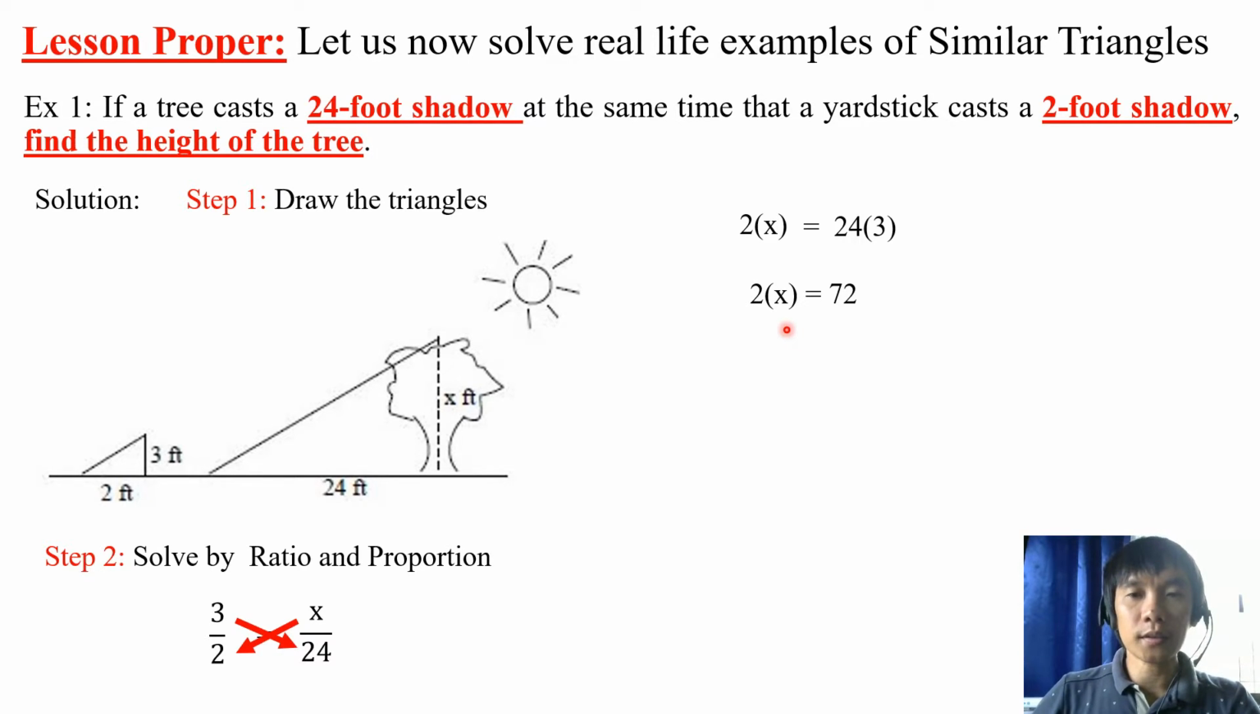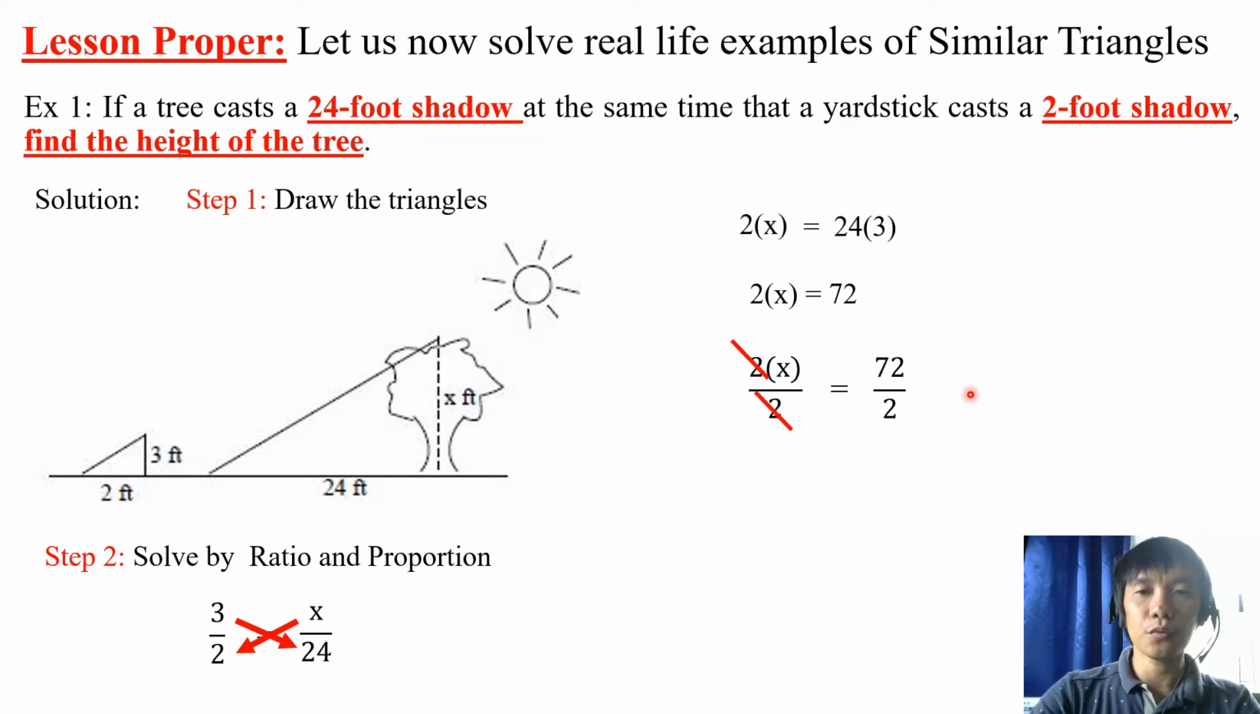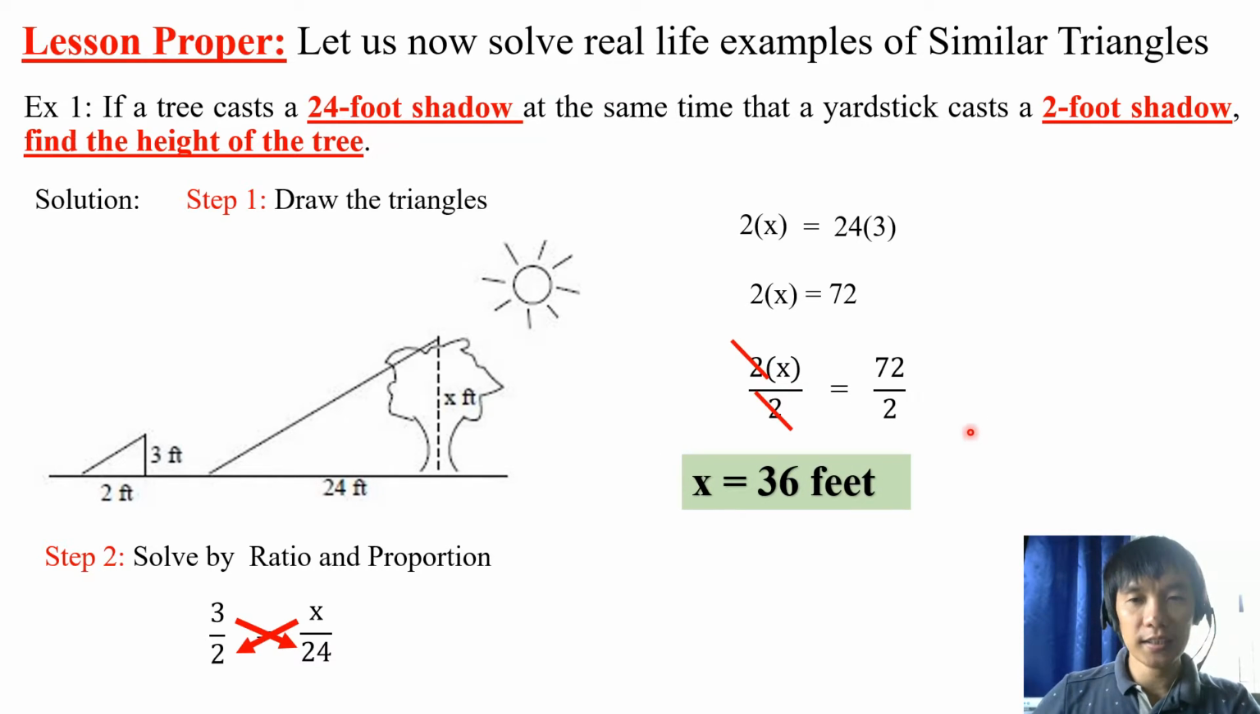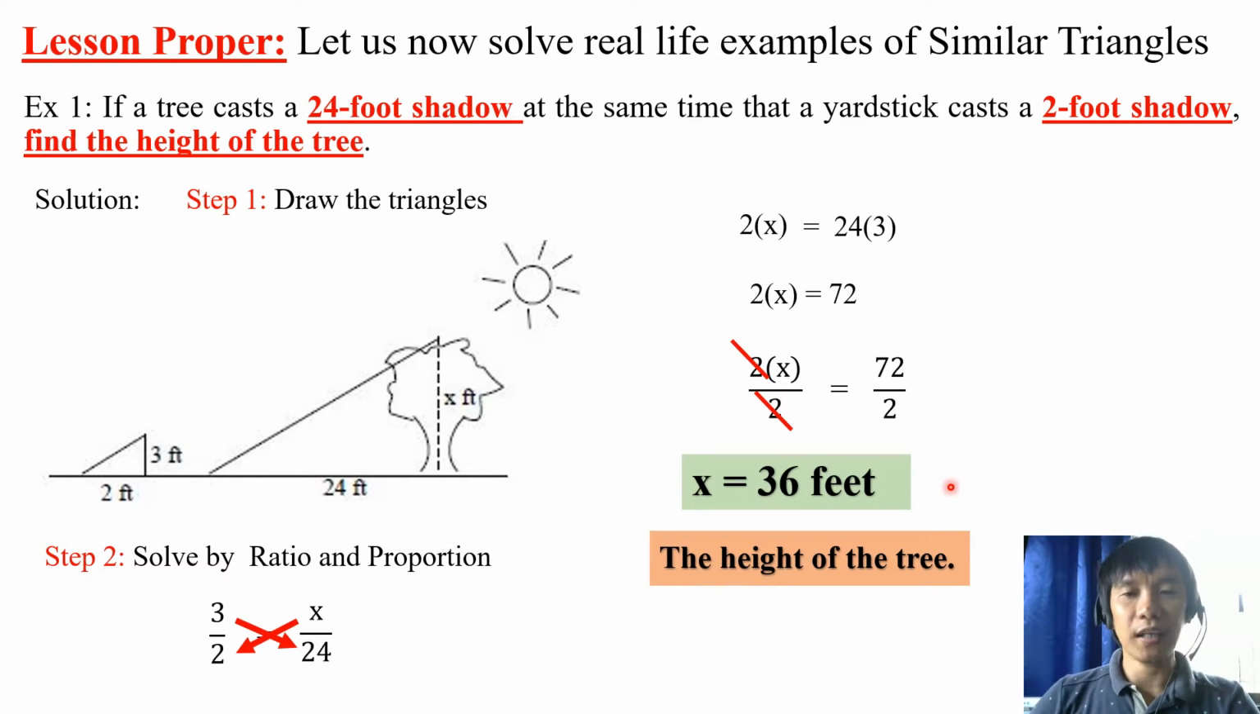Our concern is only the letter x, so we divide both sides by 2. Our new equation will look like this. Dividing 2 by 2 gives 1, or simply our letter x, and 72 divided by 2 gives us 36 feet. So the height of our tree is 36 feet.